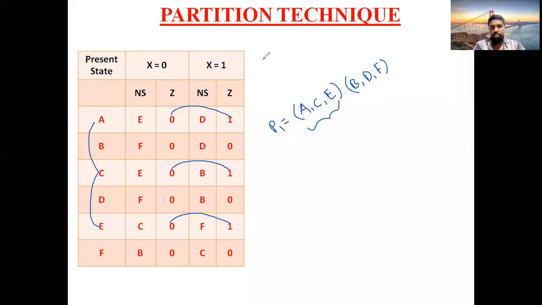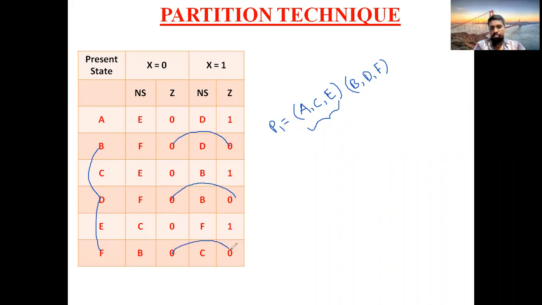Next, what about the remaining one? See, B comma D comma F. See here having 0 0. Here you are having 0 0. Here you are having 0 0. That's why B comma D comma F will be under one category.